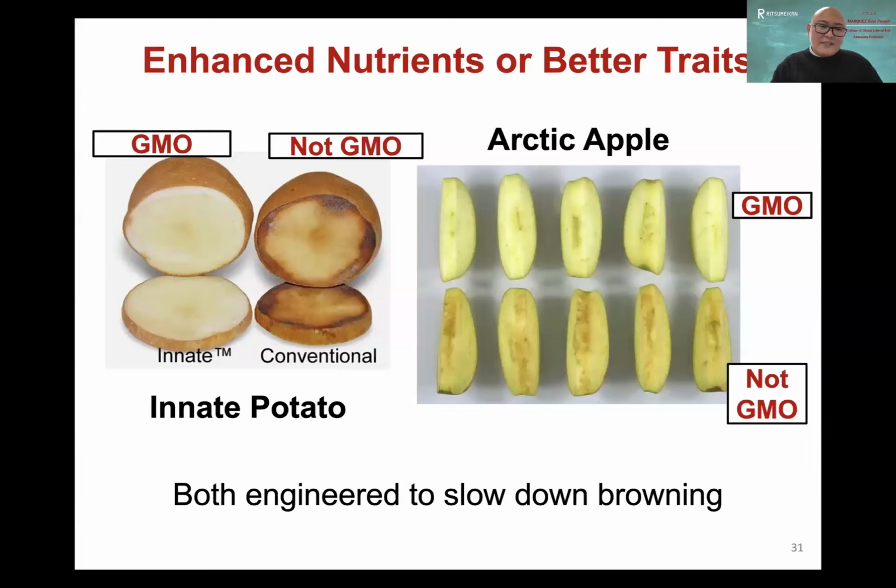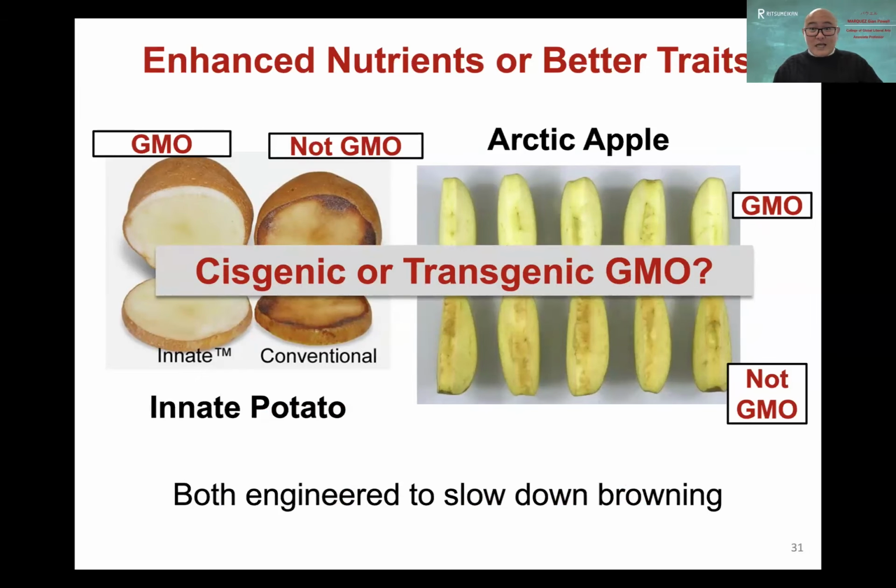Now, with this innate potato and Arctic apple, you can see here the browning effect. If you cut the potato or the apple, they brown immediately after some time. But for the GM potato and GM apple, they brown really, really slow, and it makes it more appetizing and reduces food waste. Imagine. So, is this safe or not? The question is, is it cisgenic or transgenic GMO? And it is cisgenic GMO.